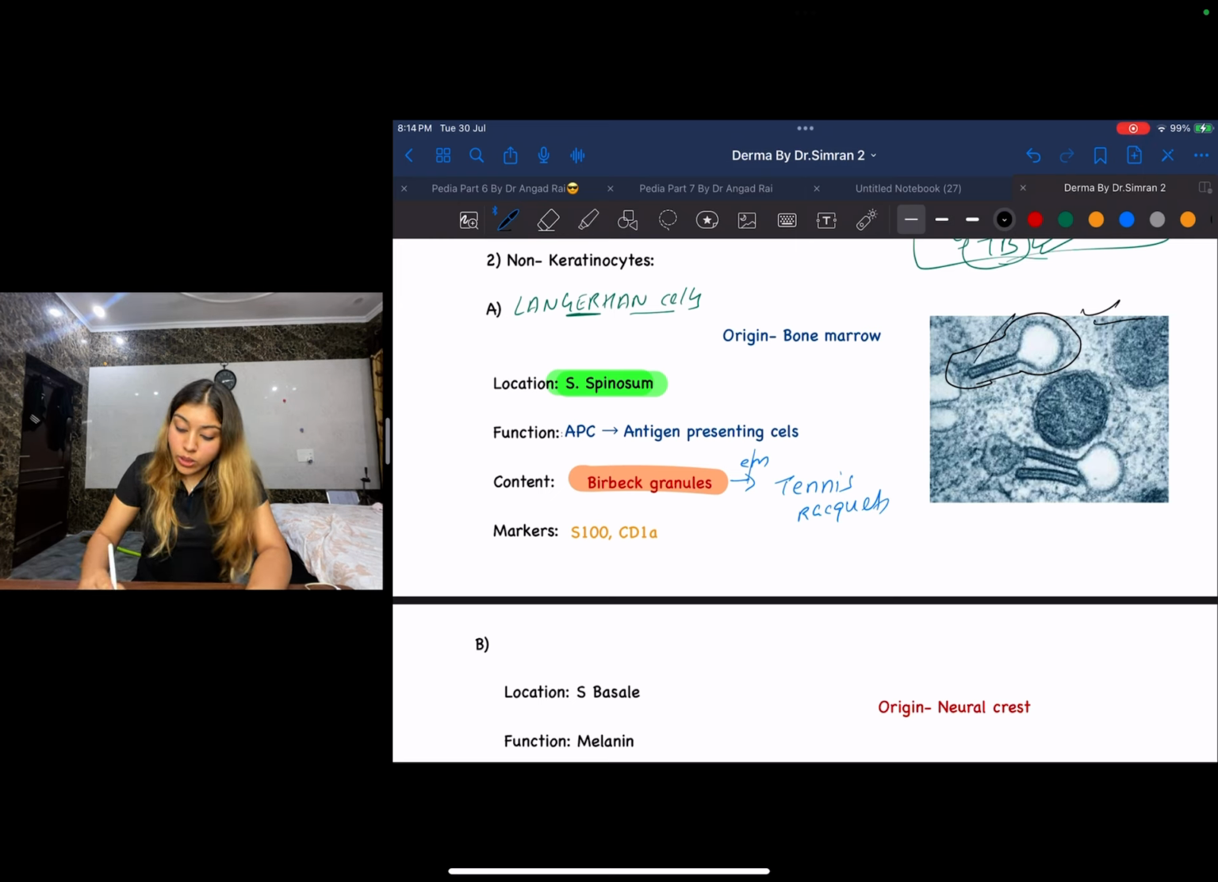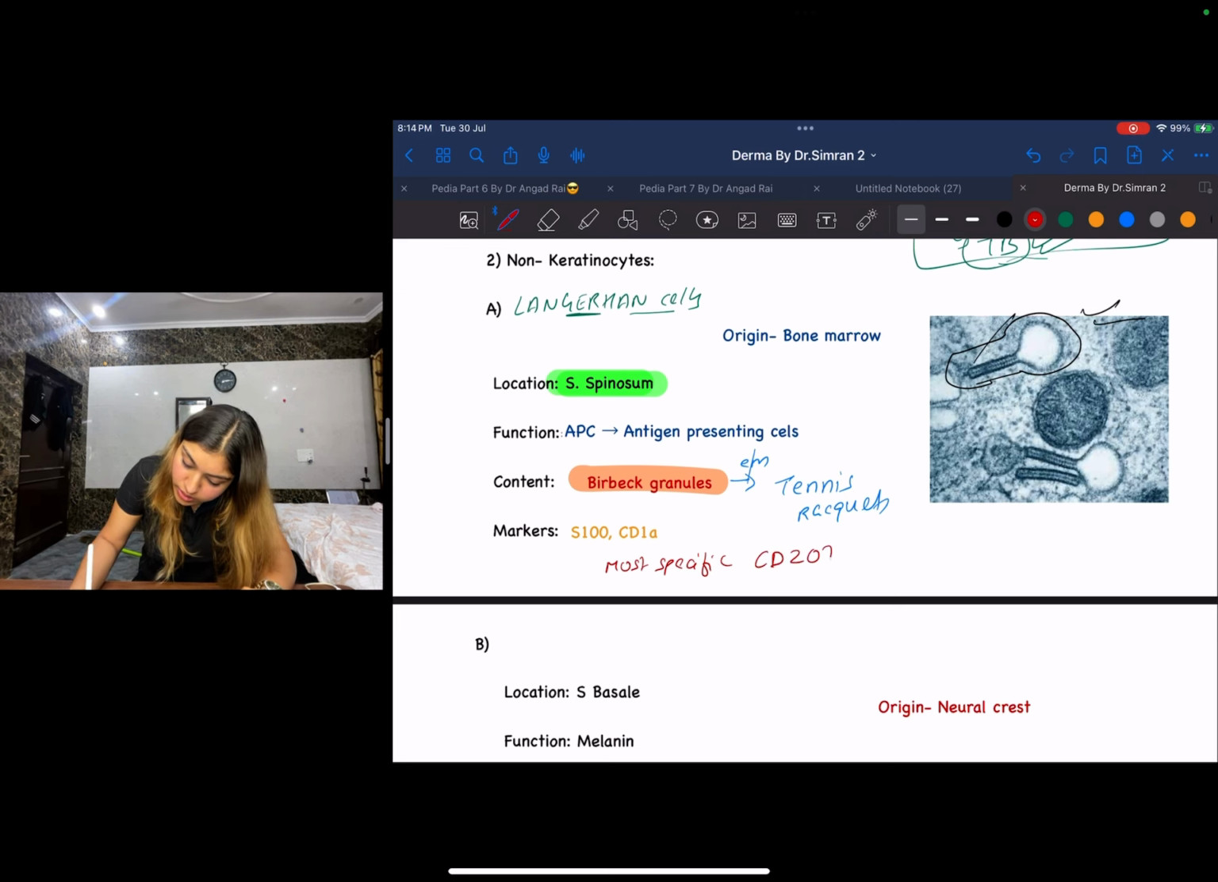Next, let us look at the CD markers. We already know for skin we have S100. There is also CD1A. But if they ask you what is the most specific with respect to your Langerhans cells, that is going to be CD207. Most specific, okay guys, CD207.